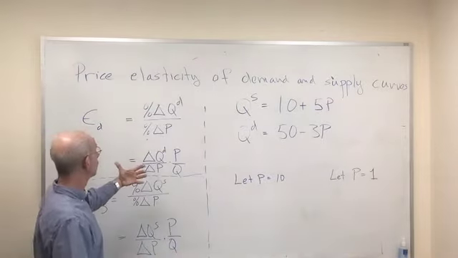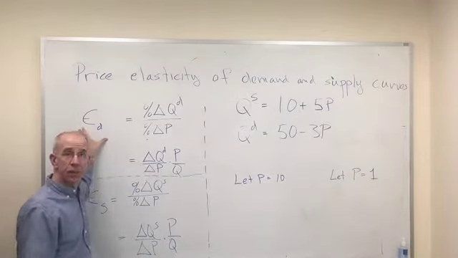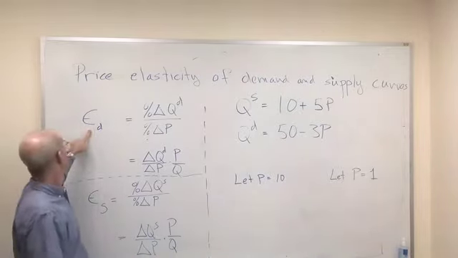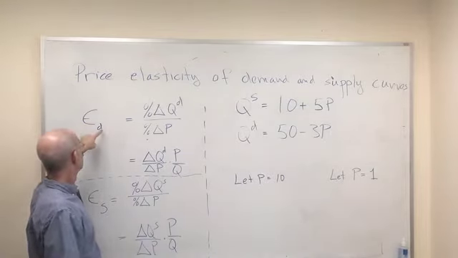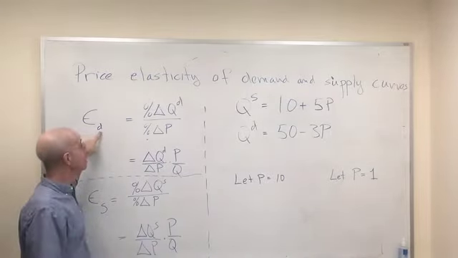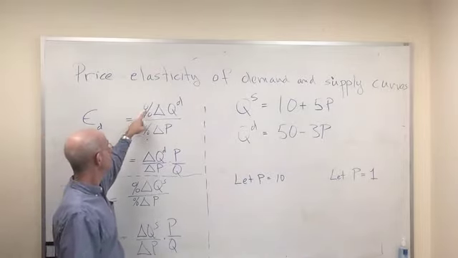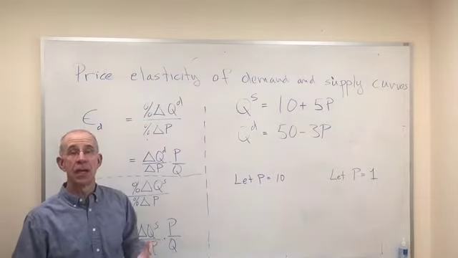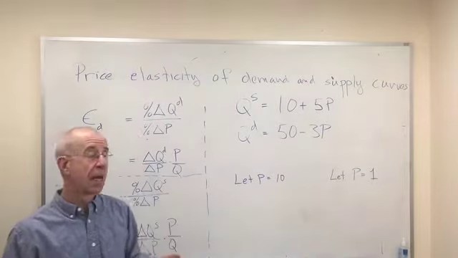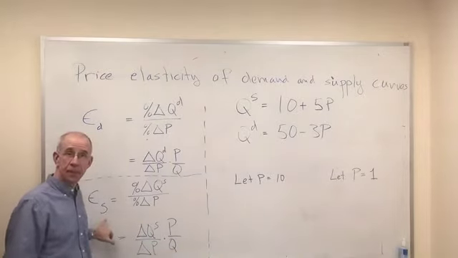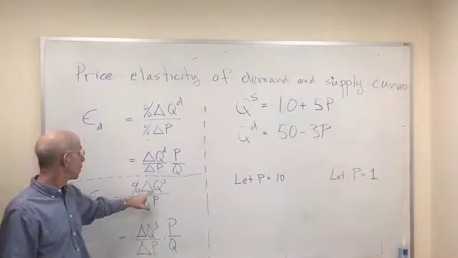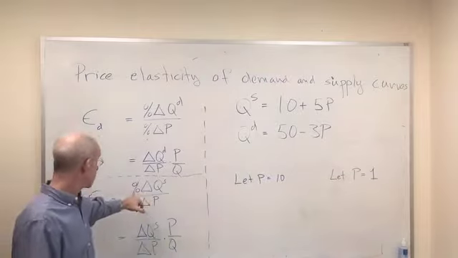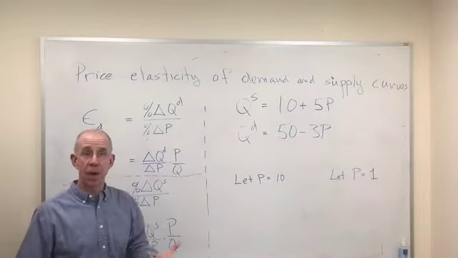So just to provide a definition first, this is the Greek letter epsilon, or E. The price elasticity of demand is defined as the percentage change in the quantity demanded divided by the percentage change in the price of that good. The elasticity of supply is a similar concept, looking at how sensitive the quantity supplied is: the percentage change in the quantity supplied for a given change in the price of this good.